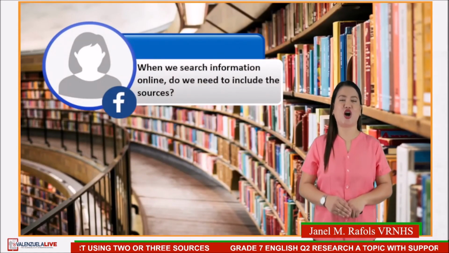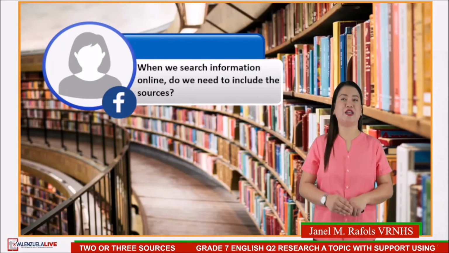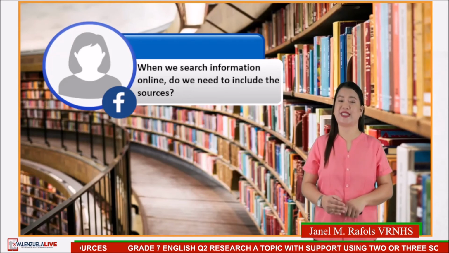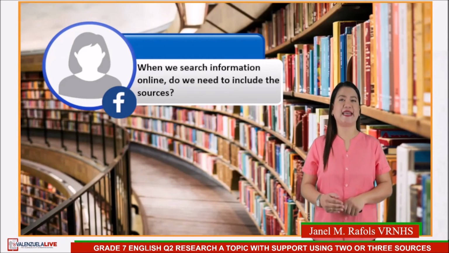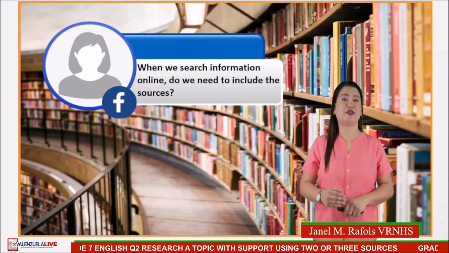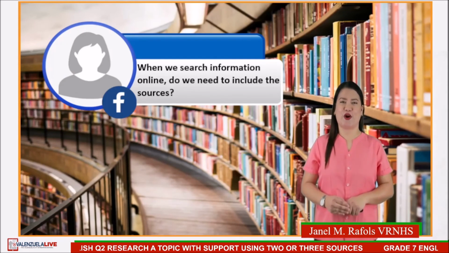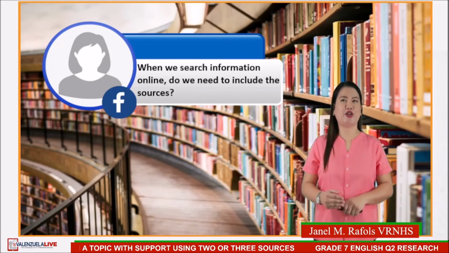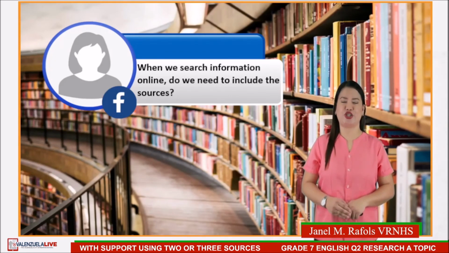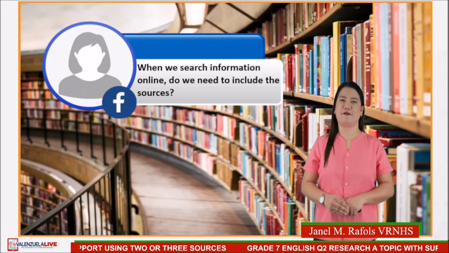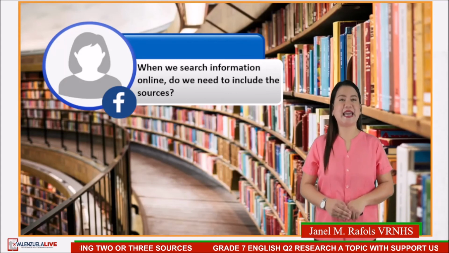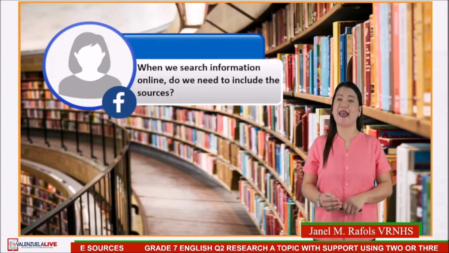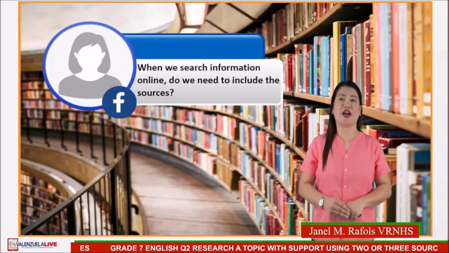Let's have our third question. When we search information online, do we need to include the sources? The answer is yes. It is important to cite sources you used in your research. Including your sources can make you a responsible student researcher because you give credit to your source and you give acknowledgement to his idea. When you do this, you are showing to your reader that you've done proper research by listing sources you use to get your information. Aside from these reasons, citing your sources can avoid plagiarism, or taking other people's words and ideas and pretending that they are your own.